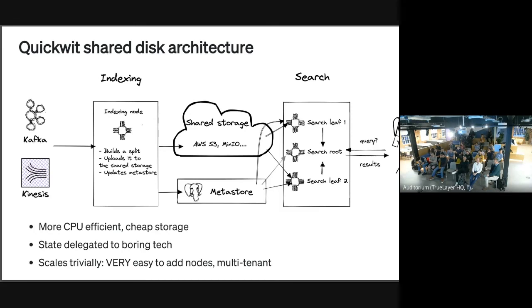We also have another mechanism for pruning. It's called tagging. So you can choose one field, and if the number of unique values, the cardinality, is not too high, you can then store the tags on the metastore, and then you will be able to prune splits very efficiently.